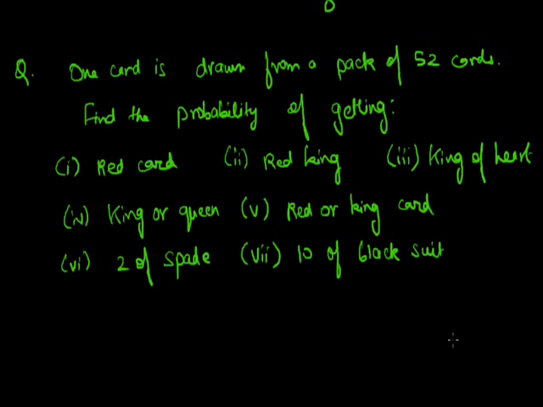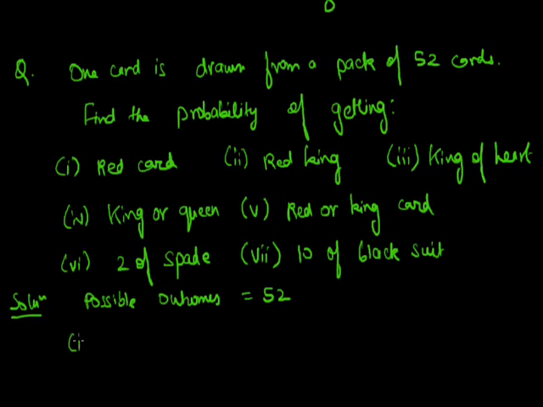As you can see, the pack of 52 cards has 52 cards in it, definitely. So if we draw one card, our total number of possible outcomes will be equal to 52, because there are 52 cards in the pack of 52 cards.